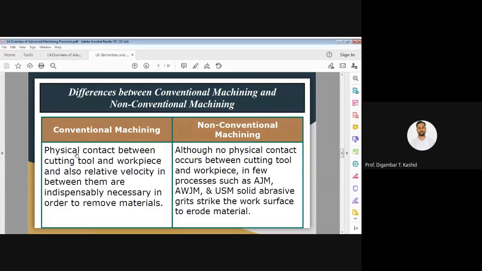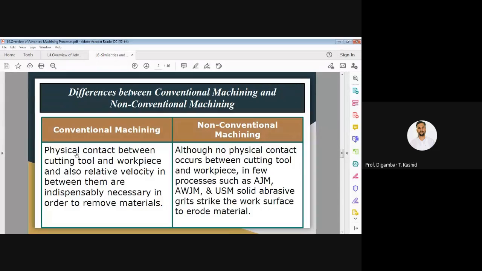In conventional machining, we normally know that physical contact exists between your cutting tool and the workpiece, and relative velocity between them is also necessary in order to remove the material. If you apply force to your tool, then only will the tool apply shearing force on your workpiece, and then only will material be removed.